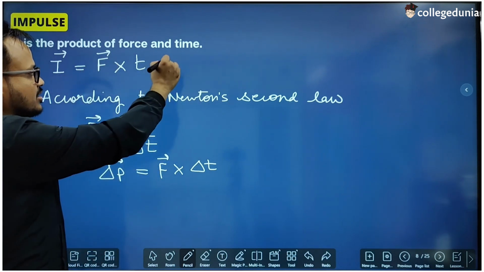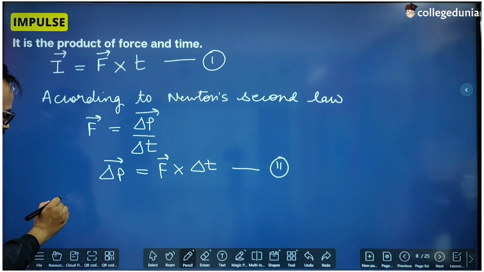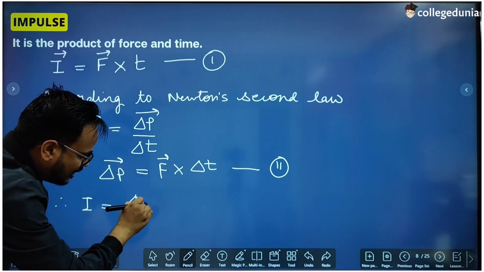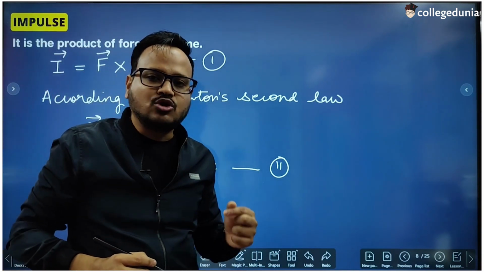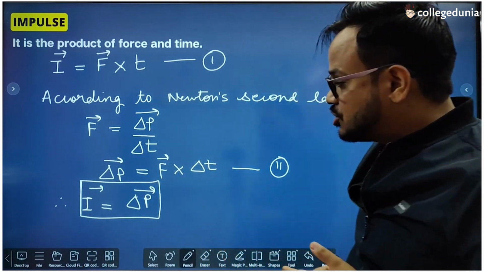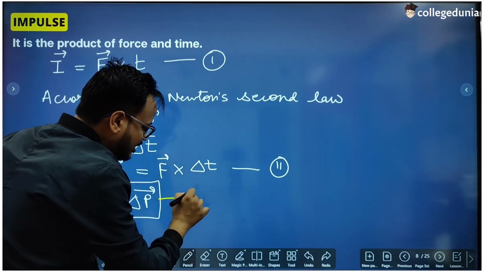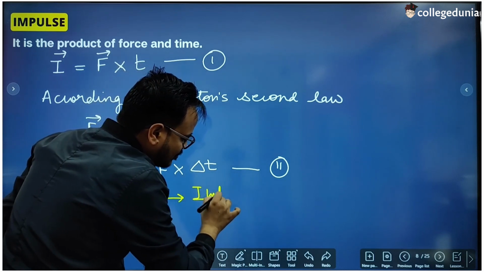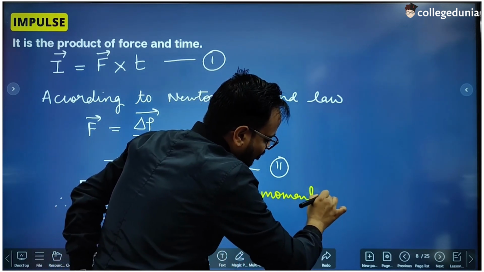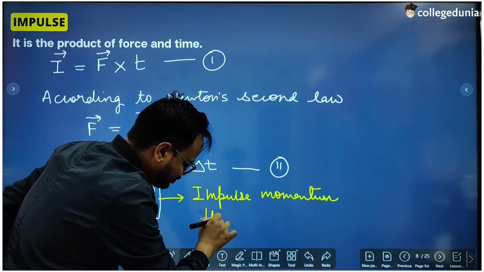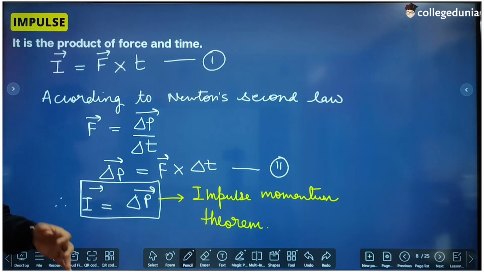So from these two, this is first and this is second. From these two, we got that impulse is nothing but it is equal to the change in momentum, and that is the most important thing from this part, that impulse is equal to the change in momentum of the body, and this final relation is called impulse momentum theorem. It is called impulse momentum theorem, right?